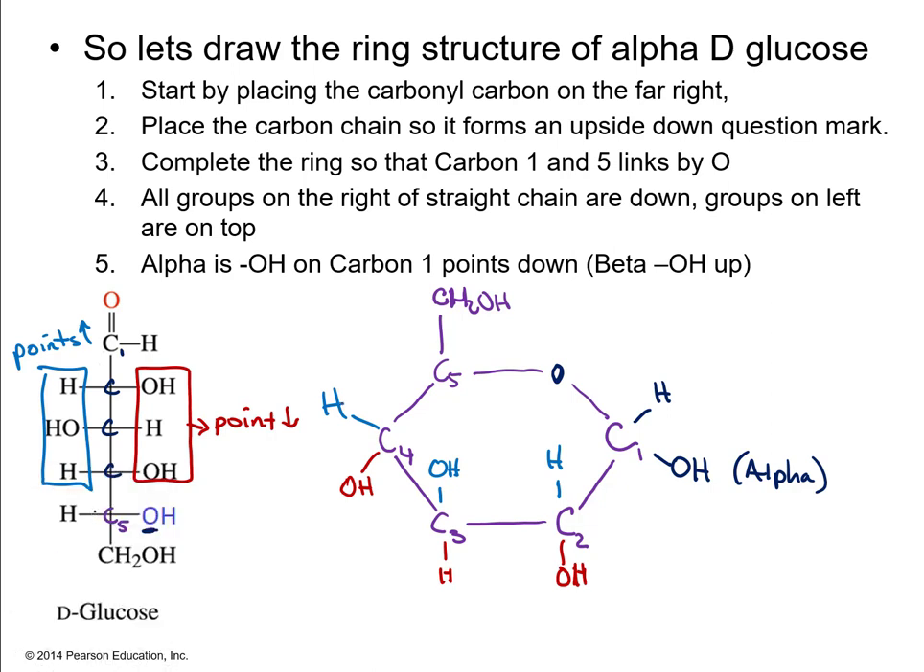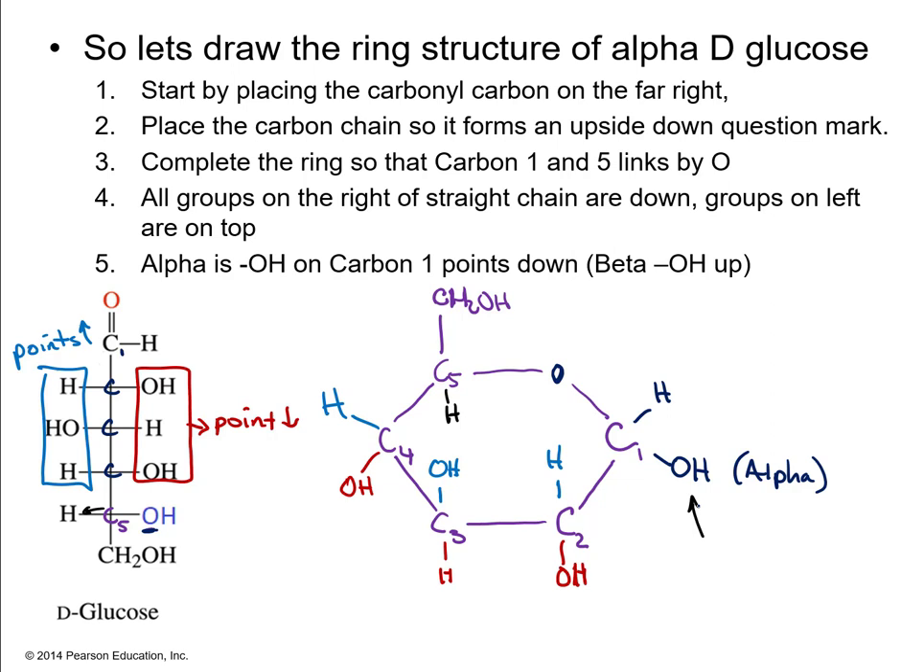So carbon five only has a hydrogen. Do you see that it shows three? So the fourth bond for carbon number five is a hydrogen, and it hangs down. So that's like alpha-D-glucose. I won't ask you to draw this, but if you see a sugar, remember, look on the far right carbon. If it points down, you know it's an alpha form. If it points up, you know it's beta.